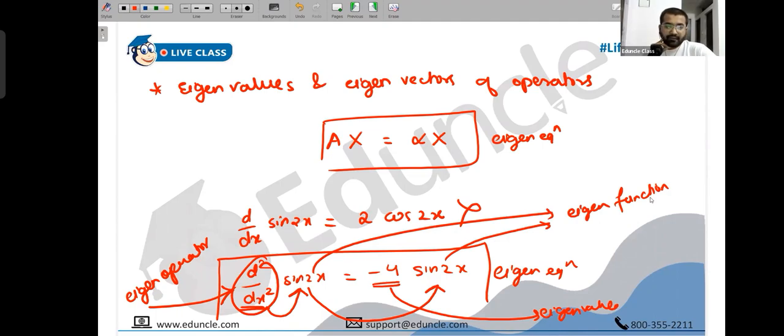Sir, minus 4 is the eigenvalue? Yes, minus 4 is the eigenvalue. Absolutely. Along with the negative sign. Which function gives the eigenvalue? That is the eigen function. Basically, as far as any equation obeys this, if you get the same function back, it's an eigen equation, and then you know the eigen operator, eigen function, eigenvalue. You should get the same function back.